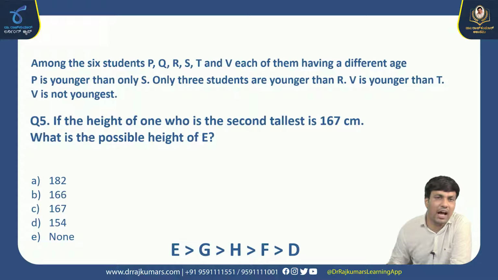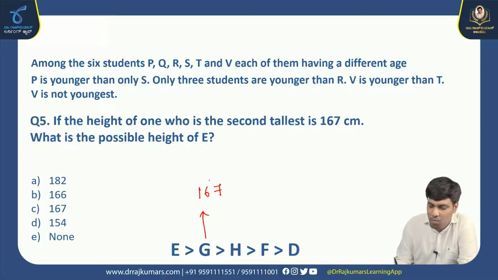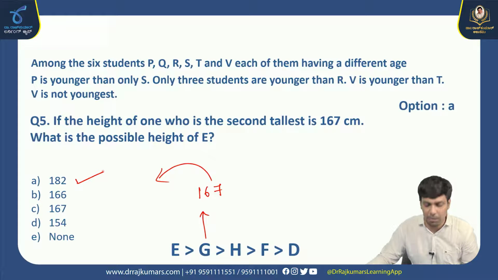From the sequence, we have another question. If the height of the one who is second tallest is 167, what is the probable height of E? Who is the second tallest here? The second tallest is G and their height is 167 centimeters. They are asking what is the possible height of E. The possible height of E should be more than 167. Out of the options, only one option goes beyond 167, that is option A. The probable height of E can be 182 centimeters.